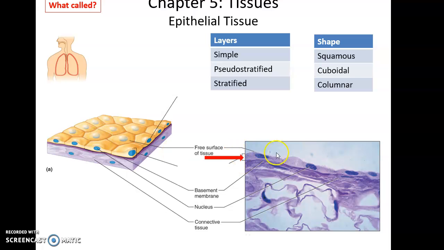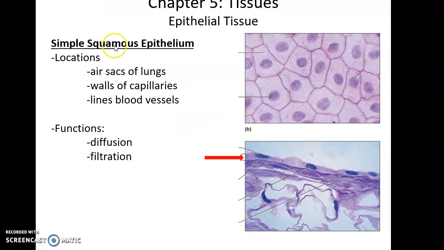So here is a tissue. I'll give you a second to determine what kind of tissue it is. Hopefully you got simple squamous, one single layer of thin cells, simple squamous epithelium. It is found in the air sacs of the lungs, walls of blood capillaries. It lines blood vessels, and it tends to have important functions related to diffusion, movement of materials across the thin cell layer, and filtration. So, for instance, gas exchange occurs across simple squamous tissue in the lungs.